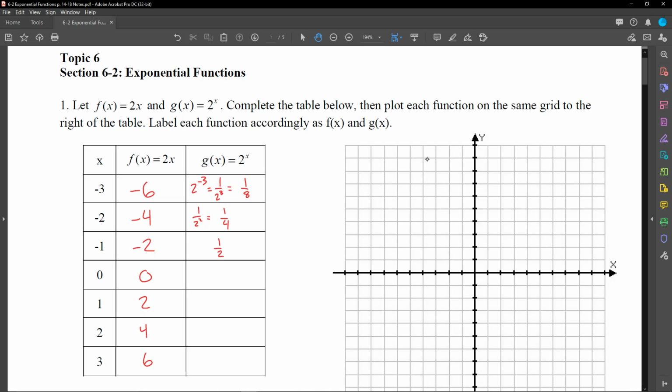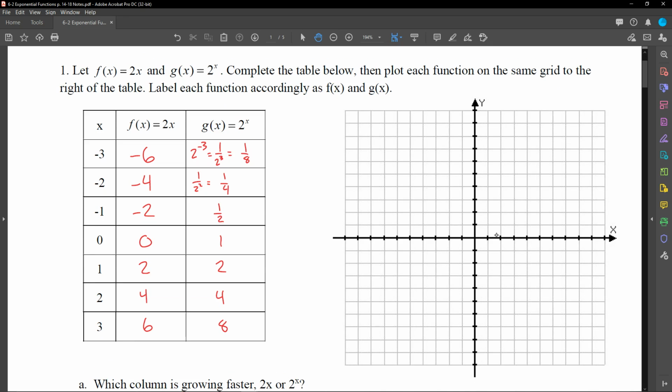G of 0 is 1, because anything to the 0 power is 1. G of 1 is 2. G of 2 is 4, and g of 3 is 8. So let's go ahead and graph both of these functions on the plane provided.